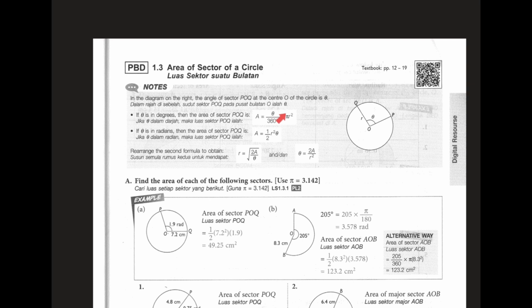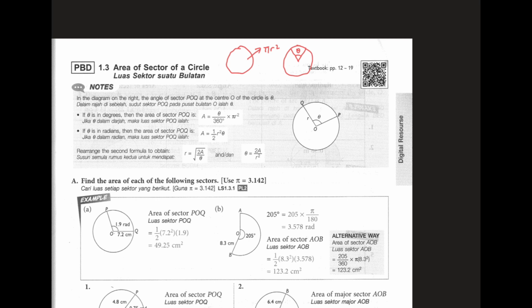ratio. So what I mean by ratio is, in a whole circle, let's say I have a whole circle, we know that the area is pi r square. So that's the area of the whole circle. If now you have a sector, a sector is basically part of the circle. So let's say it is theta. So this is part of the circle. You want to find the area of this sector. So make sure you know what is sector. Sector is this, and that, the area here.